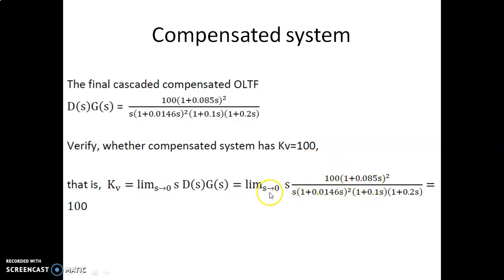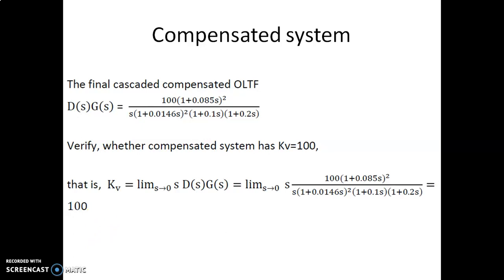If we substitute S tending to 0, this S and this will go off, and by substituting S as 0, we'll end up with 100. So this will result in a steady state error for a ramp input of 0.01. That's what is required for our system.